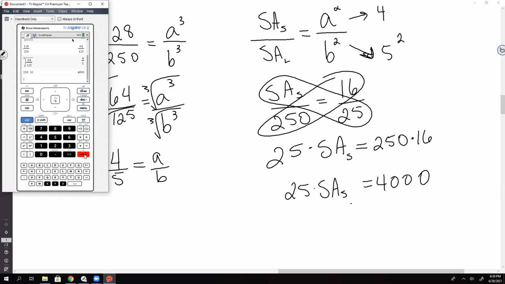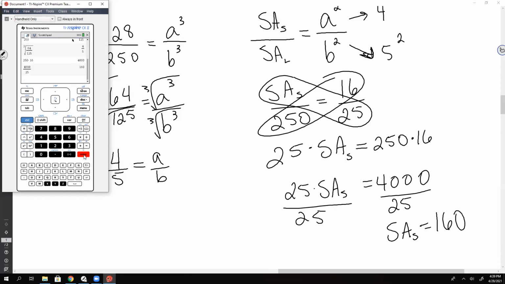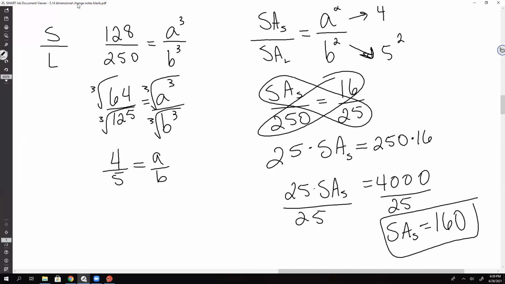And then to get the surface area of the small, I'm going to divide by 25. So the surface area of my small figure, just divide by 25, 160. Okay, there you go. So whenever we're doing this, we have to go from either the volume or area, whatever they give us. For volume, you're going to do the cube root. For area, you would do the square root. So we can get down to A to B.